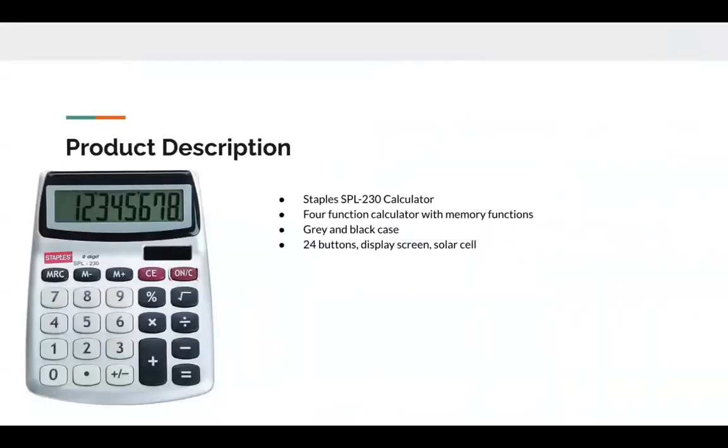The calculator has a gray and black case. It has 24 buttons on the front, a display screen and a solar cell on the front. It also has some branding printed on it. It is a basic four-function calculator with a few memory functions as well.